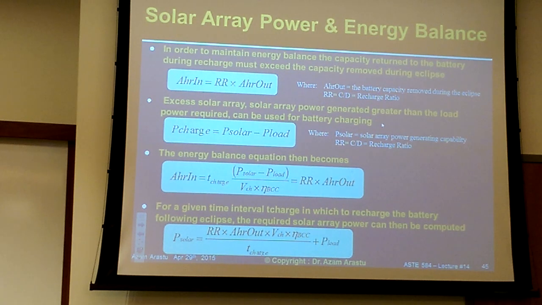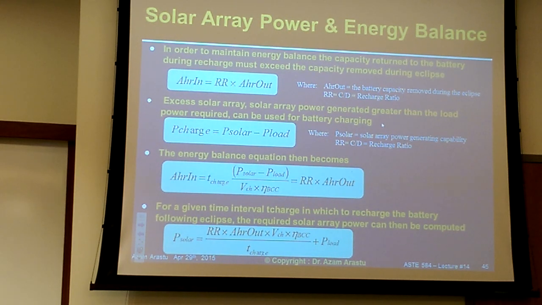For example, I've got a battery. I'm charging, say, 10 amps. If I take out 10 amp hours, ideally I need to put back 10 amp hours. Lithium ion is pretty good, it's actually pretty much ideal. But nickel hydrogen is not. You have to charge, say, 12 amp hours to be able to get 10 amp hours. So there's a recharge ratio. That means you've got to charge, say, 1.2 times.